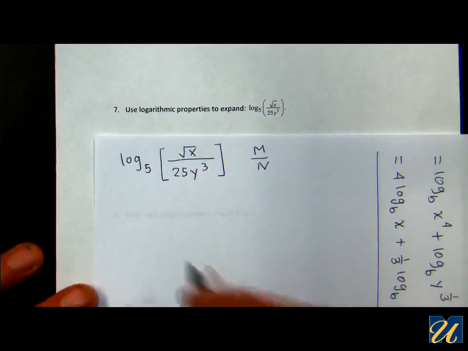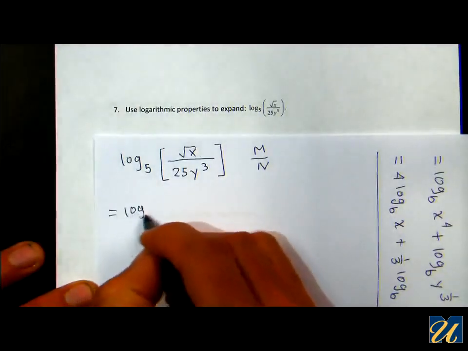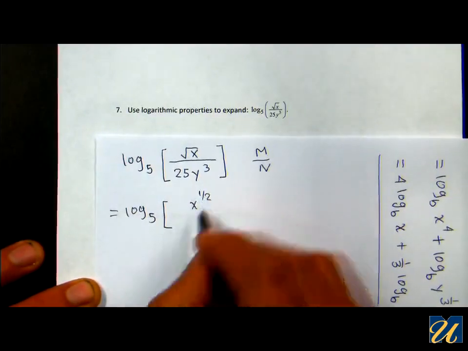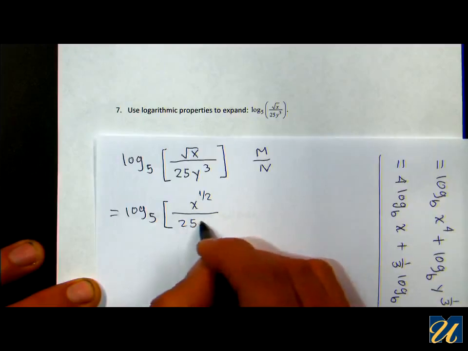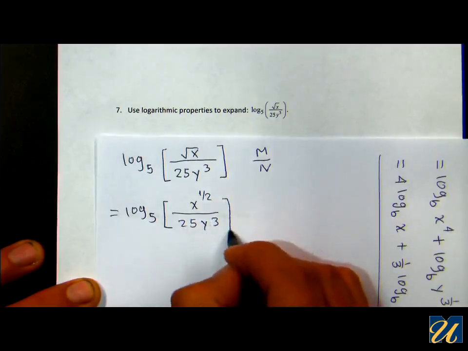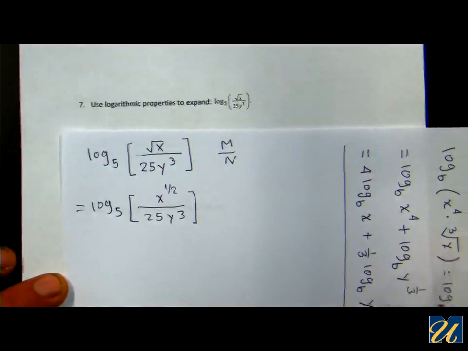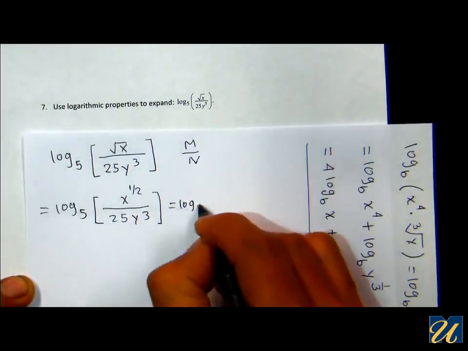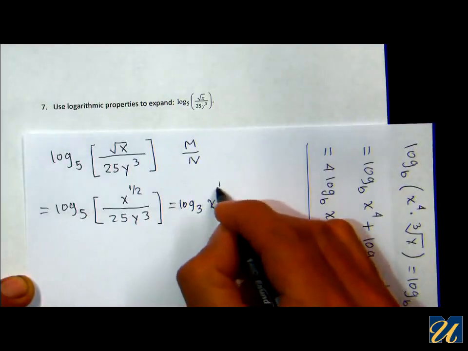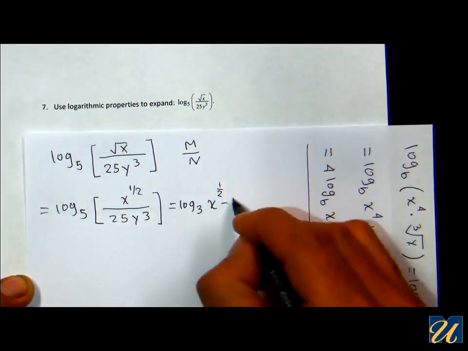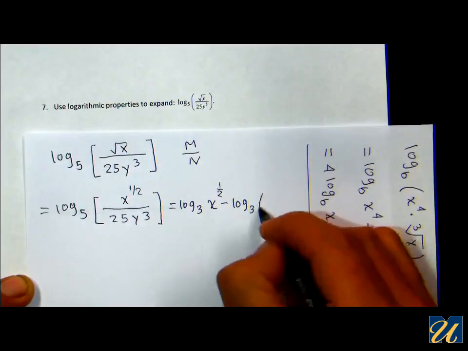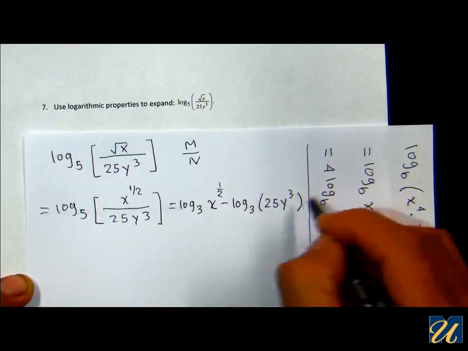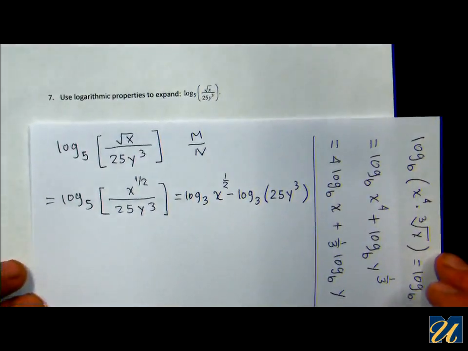Okay, so I will first rewrite square root as the 1/2 power. That's an easy step to make, and it gets me one line on the paper. And then from there, I'll use the quotient property. So this is log base 3 of x to the 1/2 minus log base 3 of 25y to the 3rd. Gets me that far.